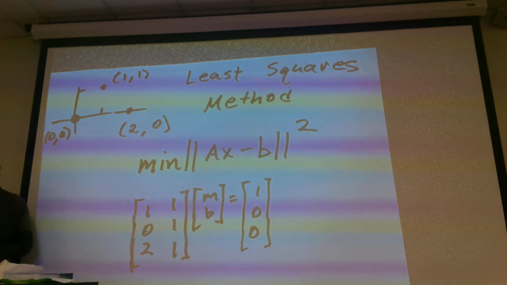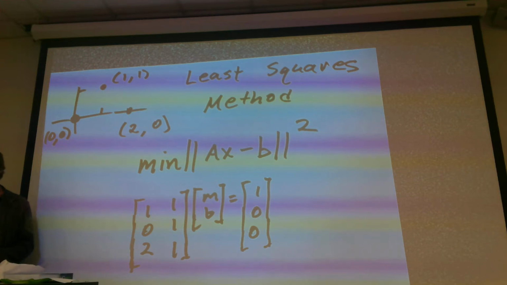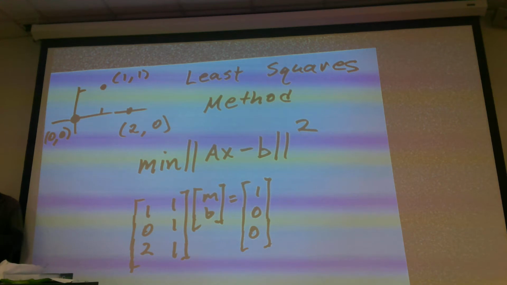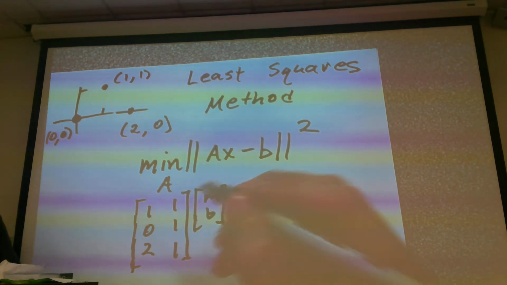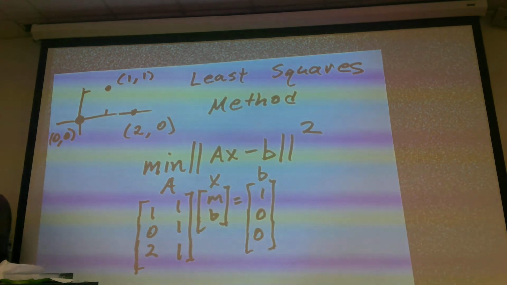But with the least squares method, it'll find you the line of best fit, but it'll also tell you the distance between that line and each of the individual points. So that's an advantage of it. And so when I say I'm going to minimize ax minus b squared, I'm going to call this a, I'm going to call this x, and I'm going to call this b.